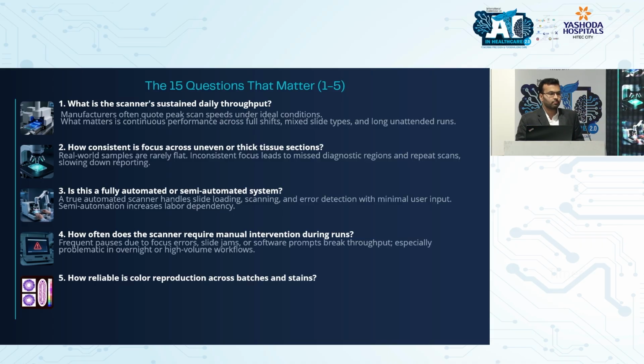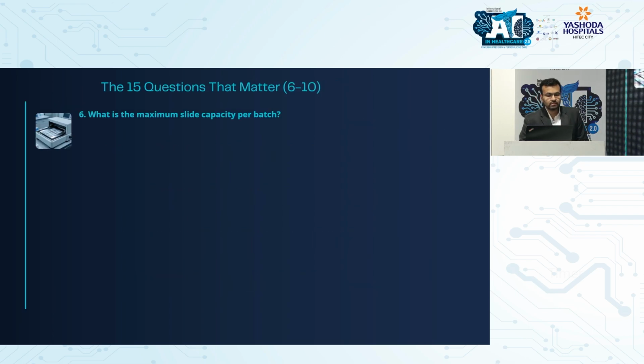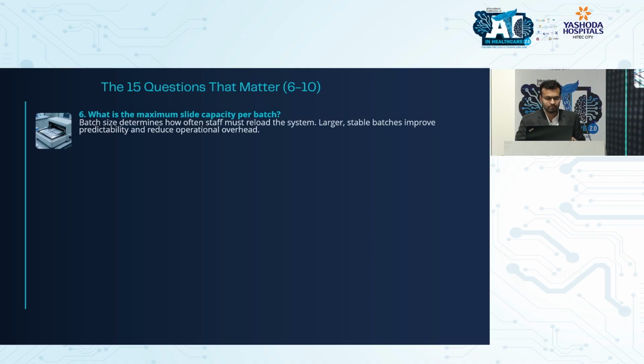How reliable is color reproduction? I've gone into detail on this. What is the maximum slide capacity per batch? Is it like 80 slides, 100 slides? That is directly determined by the type of scanner you purchase. Is there a stat mode in the scanner? That's also an important factor. Like once scanning starts up, do you have a stat mode where there's an emergency slide which needs to be scanned or a frozen slide which needs to be scanned? How does the scanner handle barcode reading? When you're automating your entire lab, barcode reading becomes very important.